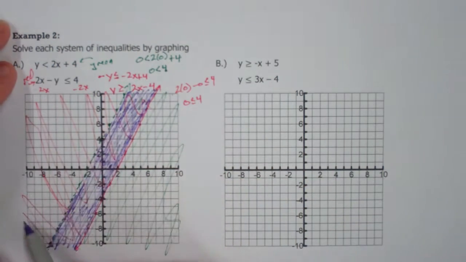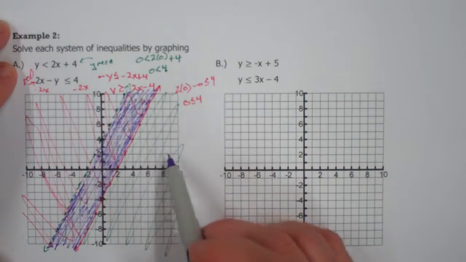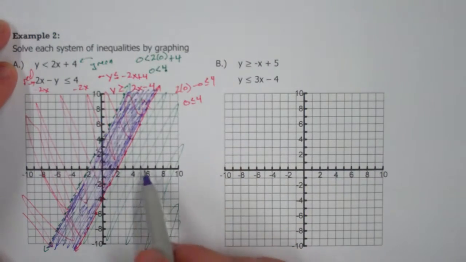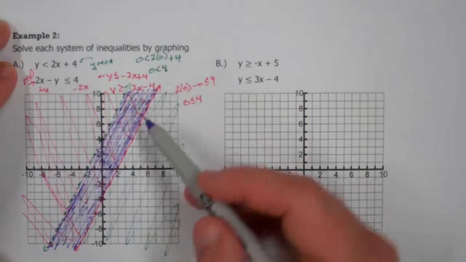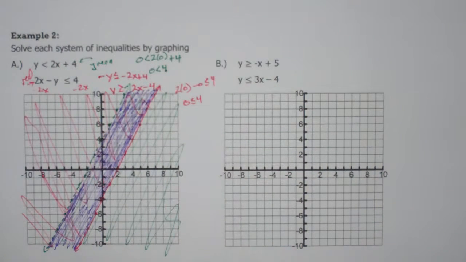The reason why this area isn't a solution is because it only works for the one in red, not for the one in green. Here, this area only works for the inequality in green, the first one, but not for the one in red. It's got to work for both, and so the overlapping area is the one that you want to shade in.